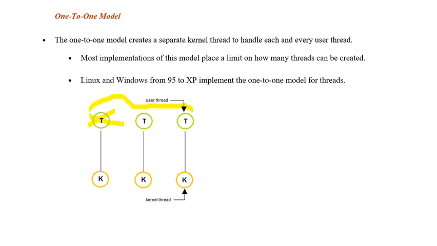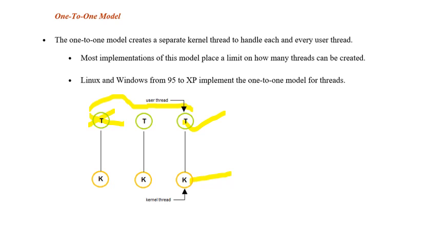Coming to the disadvantages, it is costlier. Why it is costlier is that creating a user thread requires creating a corresponding kernel thread, as shown in the diagram. For each user thread there should be a corresponding kernel thread. So if there are n user threads, n kernel threads should be mapped individually. So this becomes the disadvantage.